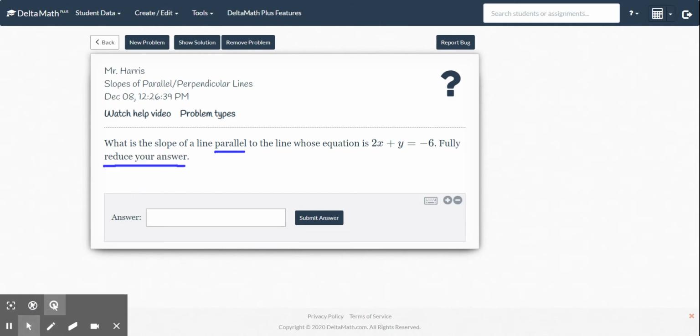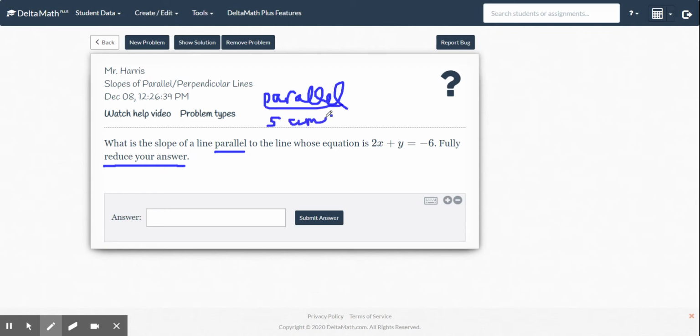Okay. So here's the thing. In order to figure this out, we need to know that parallel lines, what kind of slope do they have? We know parallel lines have the same slope. I'll use M for slope. They have the same slope. The problem is, in order to find out the slope, we need this to be written in one of two forms. We either need slope-intercept or point slope.